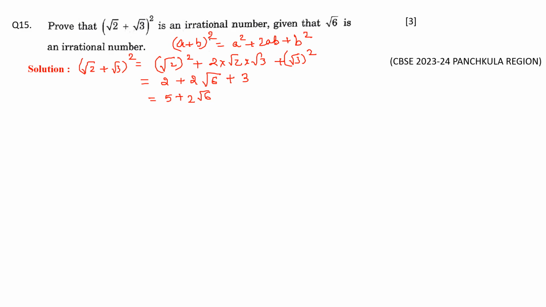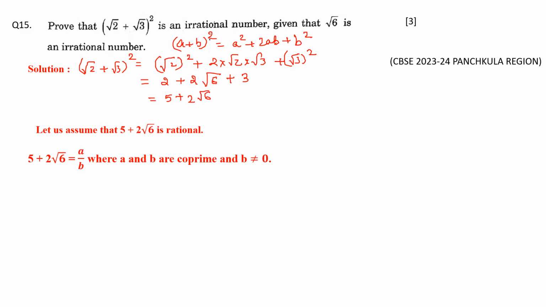Okay. Now I am going to assume in this type of question you have to prove it by assuming something. So I have assumed that 5 plus 2 root 6 is a rational number. Isn't it? And if it is rational, I have to represent it in the form of P by Q where P and Q should be co-prime numbers and Q should not be equal to 0. So I have assumed here it as A by B. The rational number is A by B where A and B are co-prime.